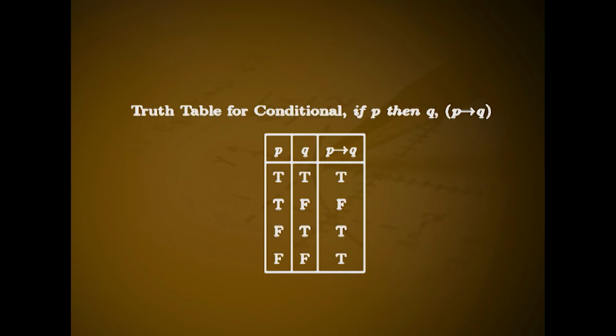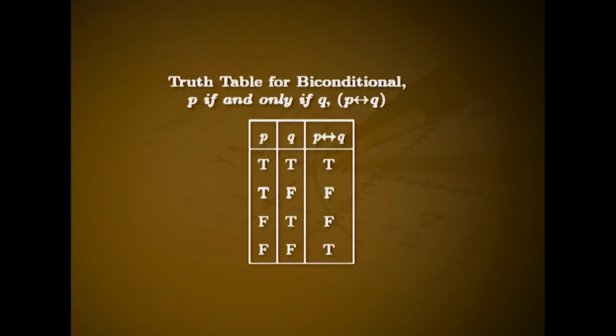If P true, Q true, if P then Q is true. If P true, Q false, if P then Q is false. If P false, Q true, if P then Q is true. If P false, Q false, if P then Q is true. Next is the table for biconditional P if and only if Q.